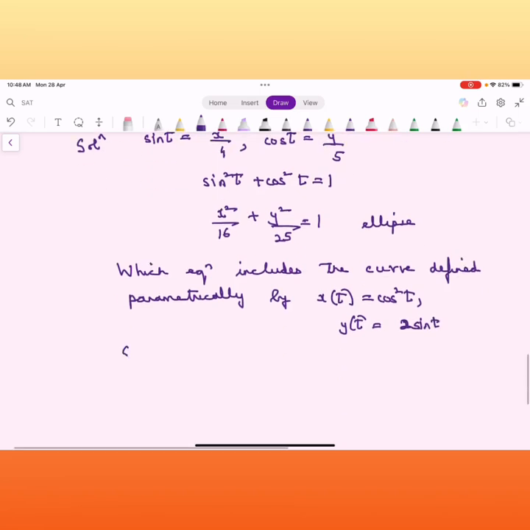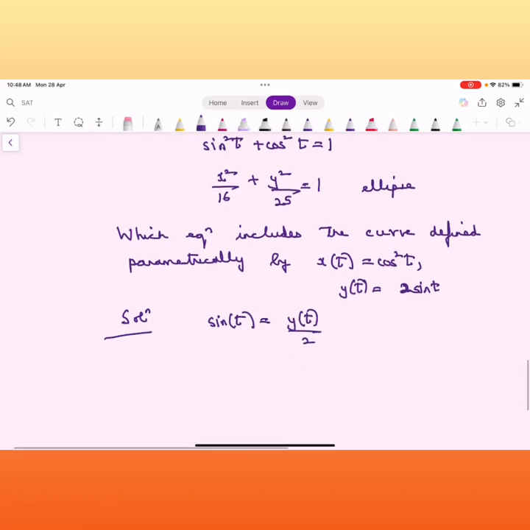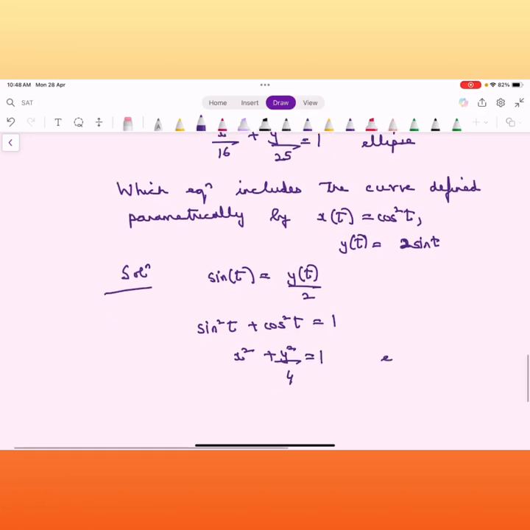So let's go to the solution. You can write sin t as y by 2, and again you have cos squared t plus sin squared t equal to 1. Substituting here, you get x plus y squared by 4 equal to 1. So again this is an equation of an ellipse.